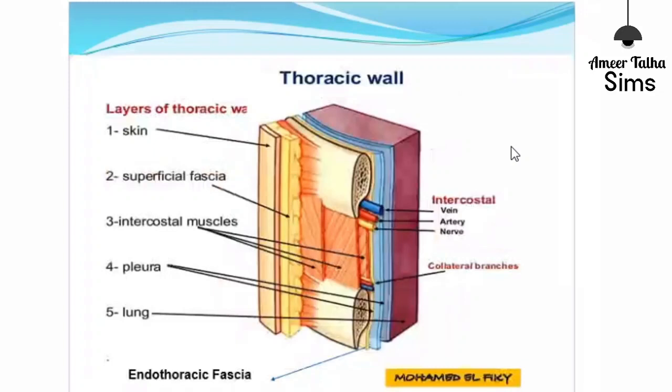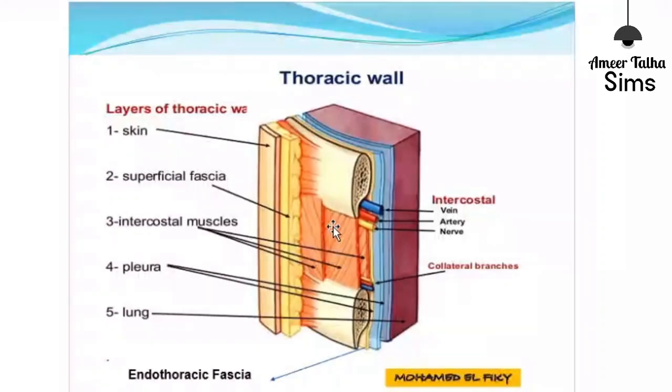Now we will discuss the thoracic wall. What are the layers of the thoracic wall? The thoracic wall has 5 layers: skin, superficial fascia, muscles, pleura, and lungs. The outer layer is skin, inner to the skin is superficial fascia, right? And then we have the muscles of the thoracic wall.